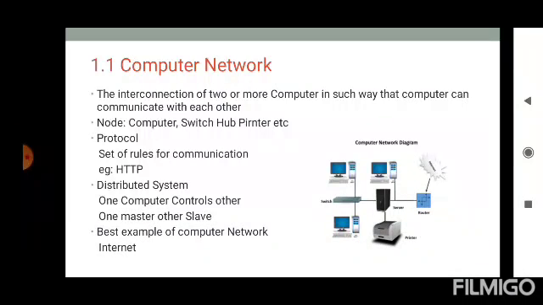Then what is meant by protocol? Protocol means a set of rules for communications. An example of protocol is HTTP, Hypertext Transfer Protocol. Then distributed system. One computer controls other, that means one is master and other is slave computer. Best example of computer network is internet.